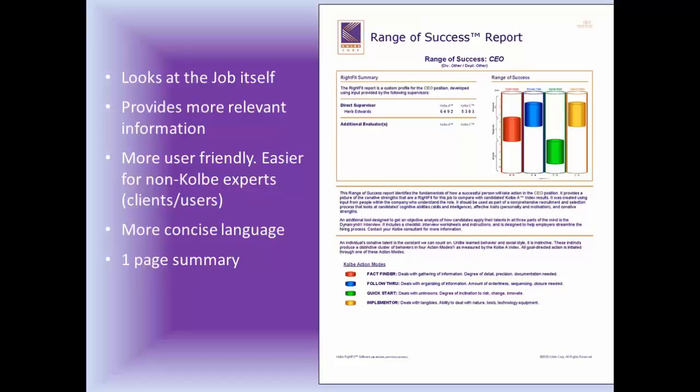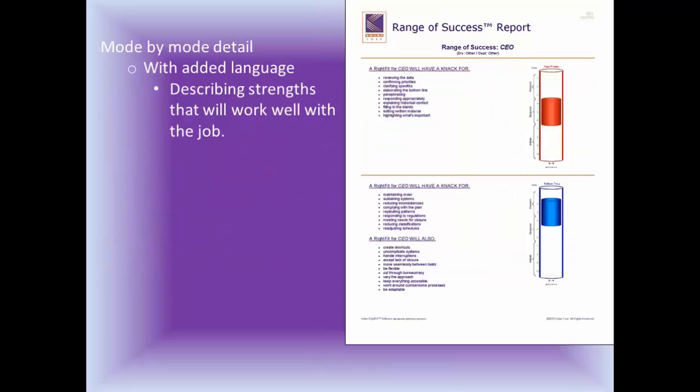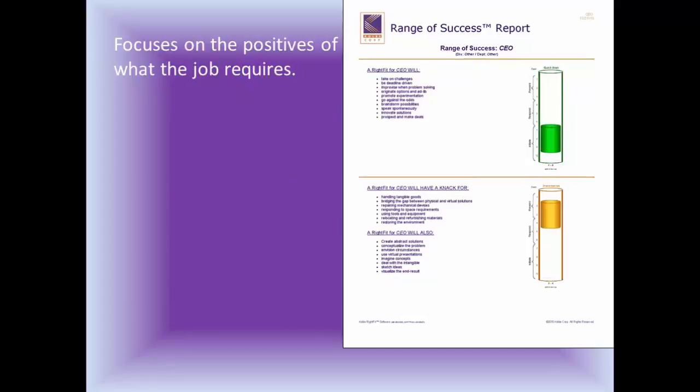So if there's a question about, oh, who was used to help build this range, what other Colby indexes, you know, A indexes and C indexes, how are those used in here, that will show up on the report. The first page there is the summary that has all the key information, and then following pages have more detail, action mode by action mode. So detail about what that range is in Fact Finder and Follow Through will appear on that first page, with additional language describing the strengths that will work well in the job that the range analyzes.